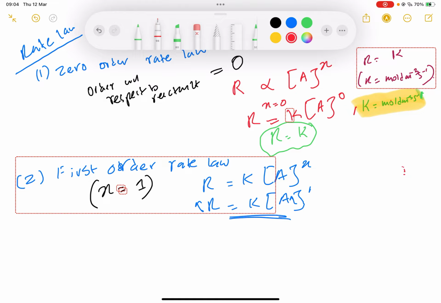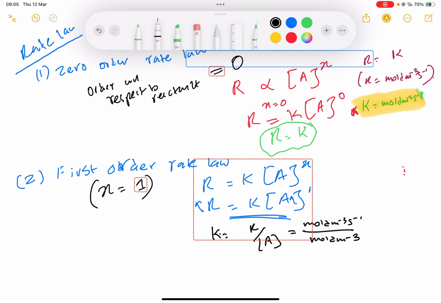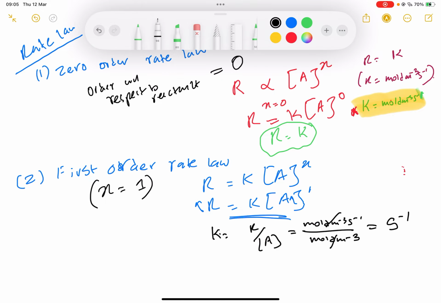Now sometimes with the unit of k itself, you can find out the order of a reactant. So that's a very important point. Now here look at this. Rate is equal to k into A. That means k is equal to what? Rate over concentration of A, right? Now the unit of rate is mole per decimeter cube per second. Unit of A is mole per decimeter cube. Now mole per decimeter cube cancels, and the unit of k is per second. So in a first order reaction, unit of k is per second.